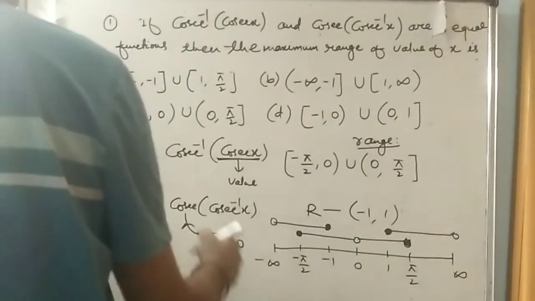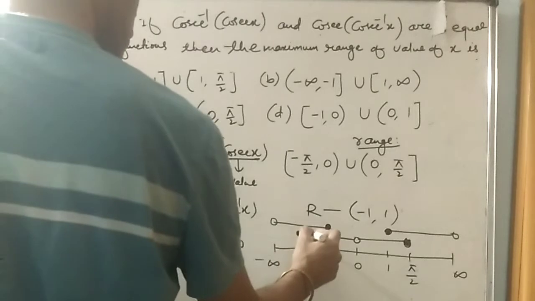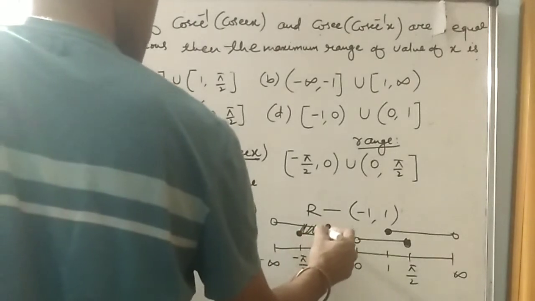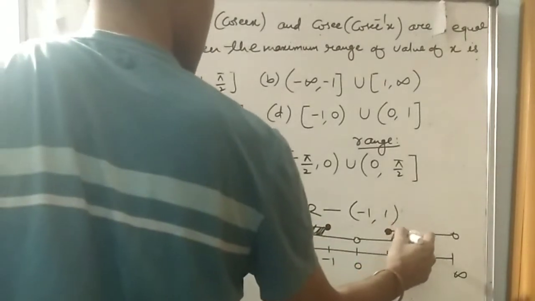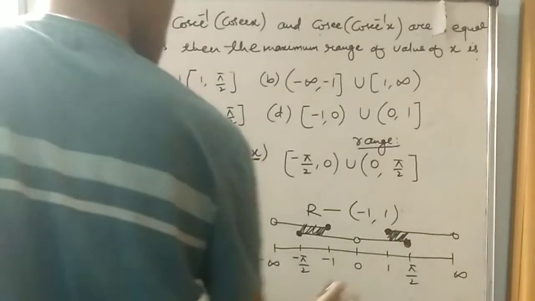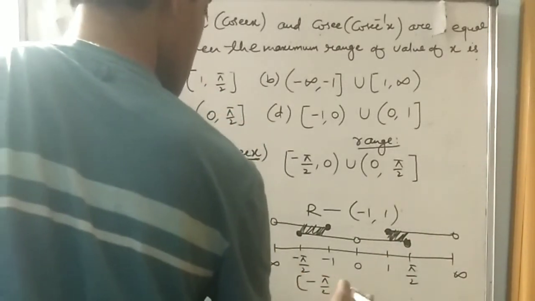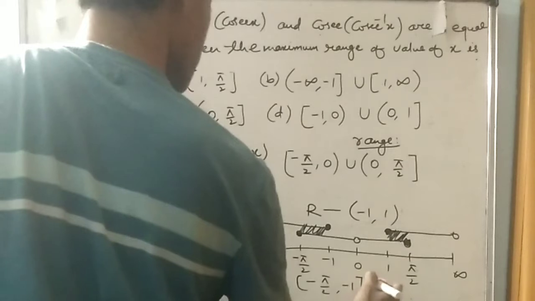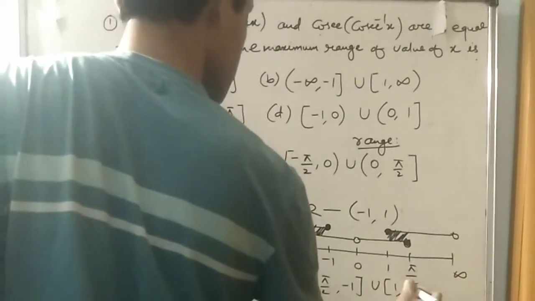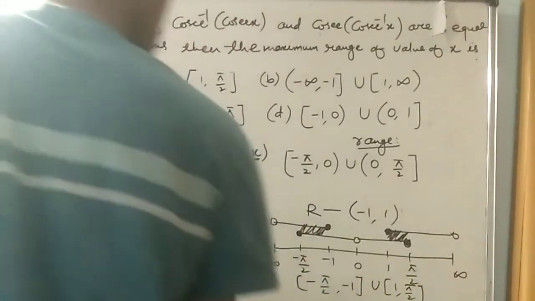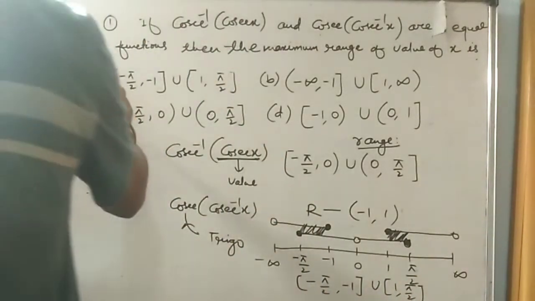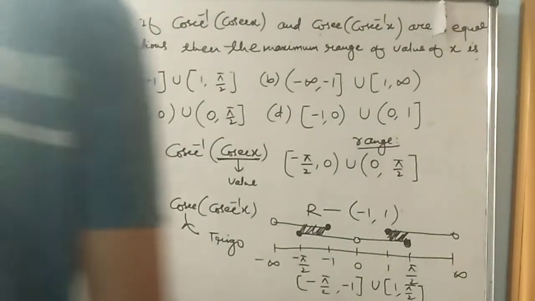Now since they are equal, we will take the common points. Common points are this one and this one. So the result is minus pi by 2 to minus 1 union 1 to pi by 2. Therefore option A is the right one.